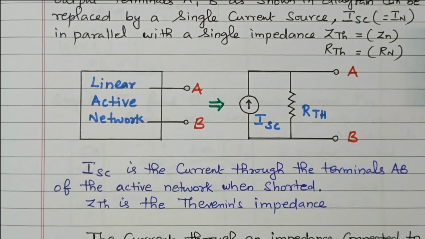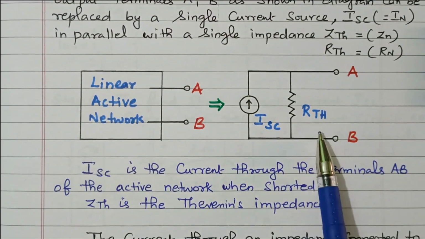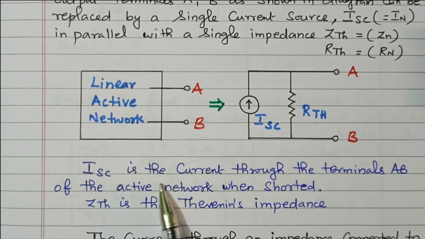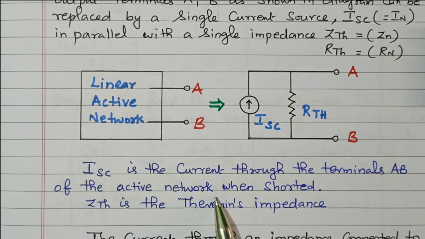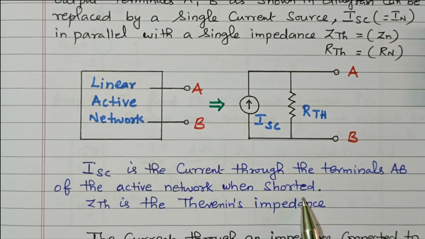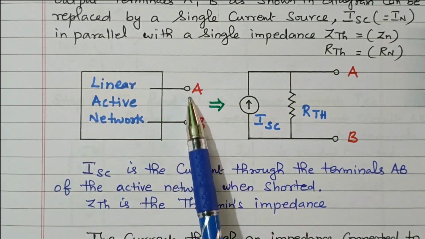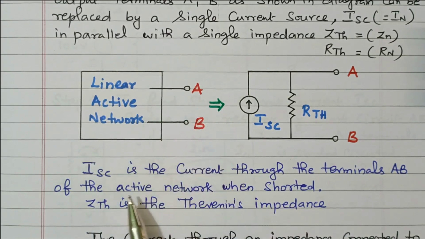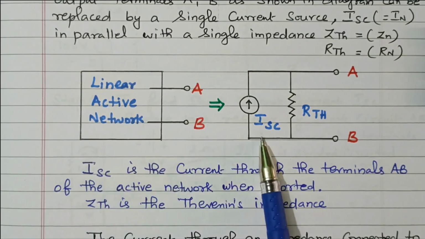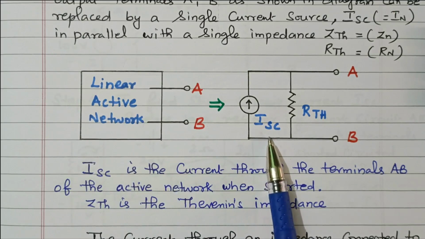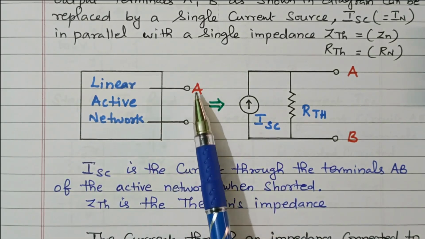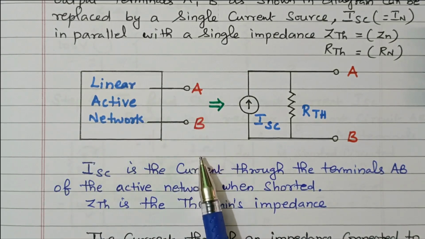What is the procedure to find the short circuit current and RTH? ISC is the current through the terminal AB of the active network when shorted. We need to short circuit this terminal AB. Then we need to find what is the current flowing through the terminal AB. That is nothing but the short circuit current. This is a current source. So ISC is nothing but the short circuit current obtained by short circuiting the terminals A and B.